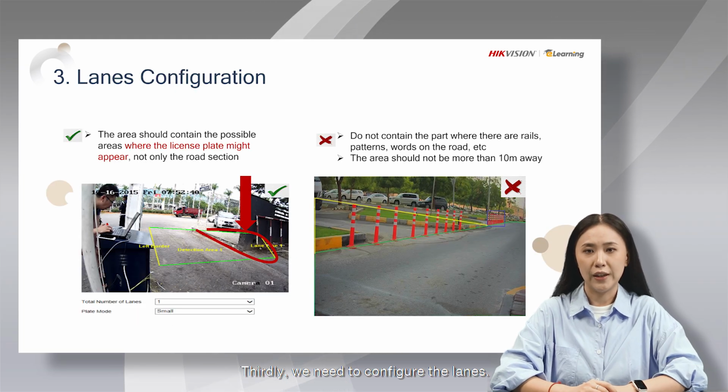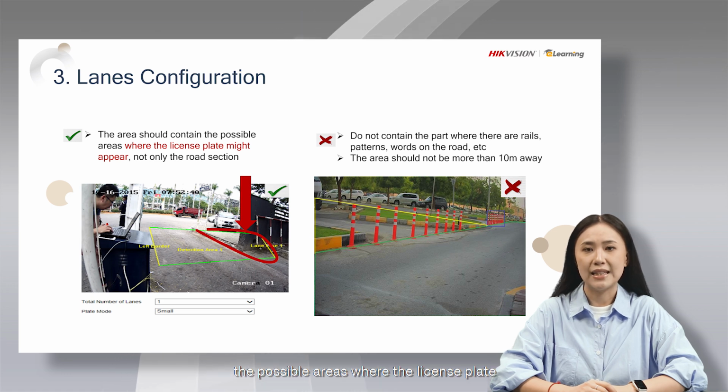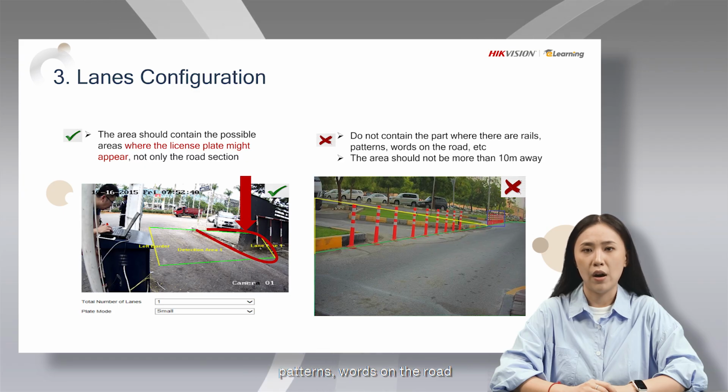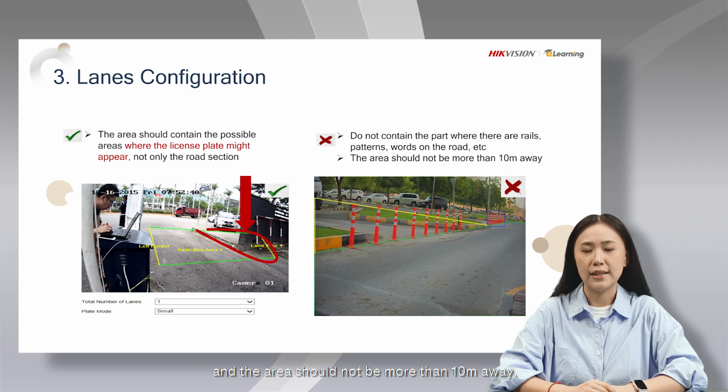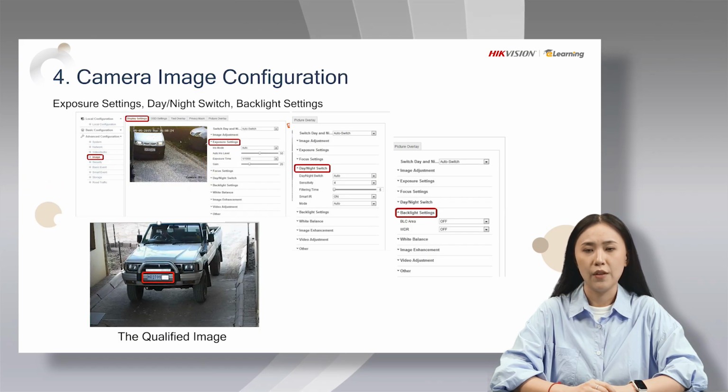Thirdly, we need to configure the lanes. The area should contain the possible areas where the license plate might appear, not only the road section. The detection area should not contain the part where there are roads, patterns, words on the road, and the area should not be more than 10 meters away.